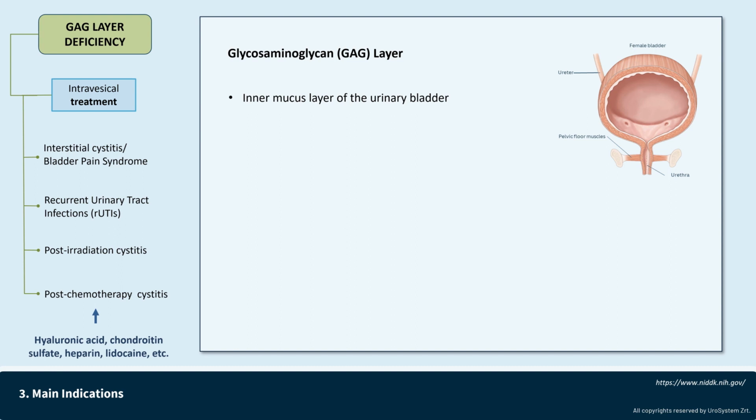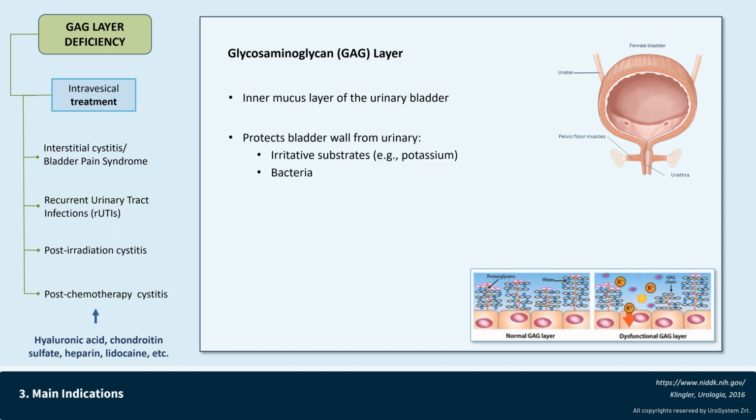We all would have constant urinary painful irritation if our receptors in our bladder wall would not be protected against these irritative elements. The main role of the glycosaminoglycan, or GAG layer, is to protect the bladder wall from these irritative substrates and also from the attachment of bacteria. The GAG layer consists of different elements like hyaluronic acid, chondroitin or heparin sulfate. This is why most medical products for GAG layer replenishment contain one or more of these substrates.